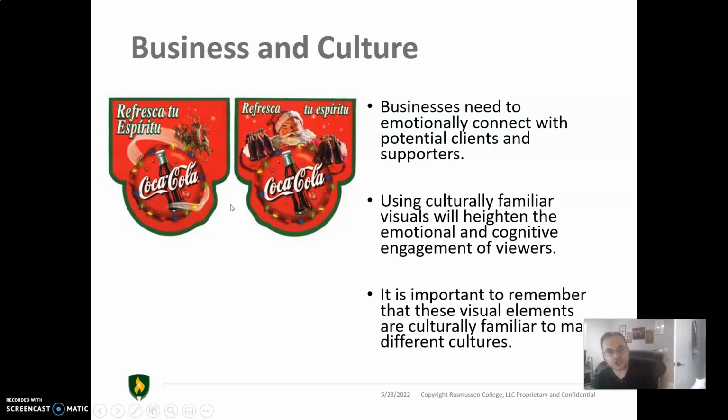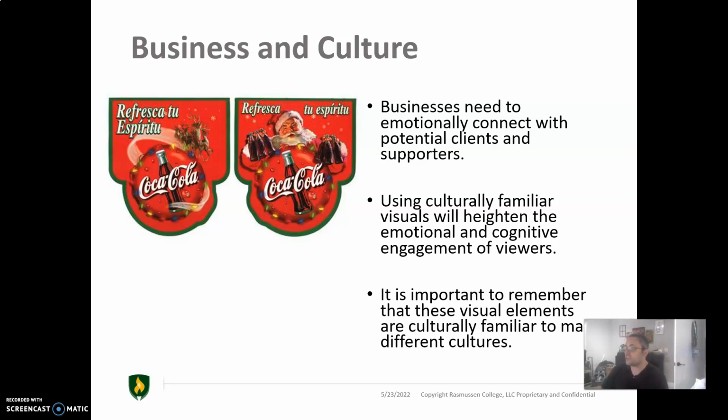Now, businesses and culture need to emotionally connect with potential clients and supporters. And usually culturally familiar visuals will heighten the emotional cognitive engagement of viewers. And it is important to remember that these visual elements are culturally familiar to many different cultures.